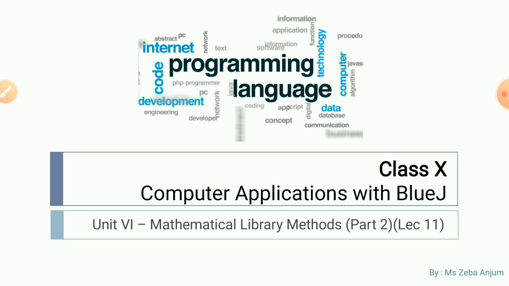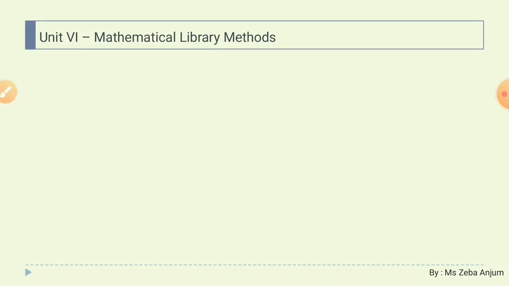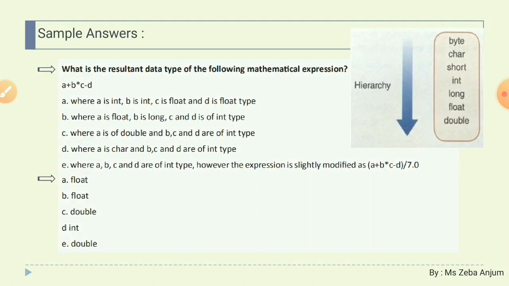In the previous video, we have seen your unit number 6, that is Mathematical Library Methods. Over there, we have seen the summary of the overall chapter, and over here, we are going to see the sample answers, the answers of those questions that I have given you in the previous one. And furthermore, we will be seeing some of your exercise questions over here. So let us start with your sample answers.